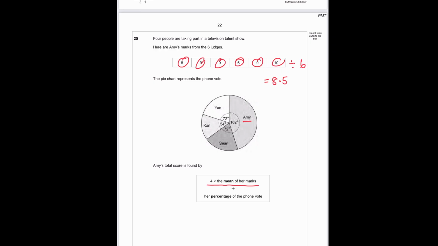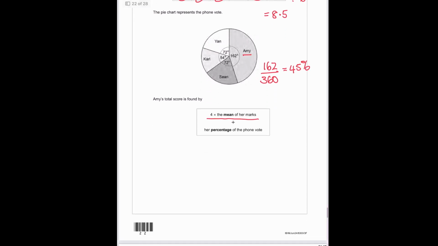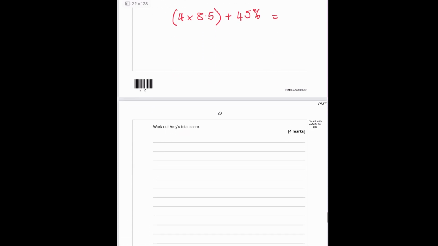Now the percentage of her phone vote, well, that's 162 degrees out of 360 degrees around a point. So that gives her 45%. Now her total score is going to be 4 times her mean, 4 times 8.5. And we're going to add her percentage of the phone vote, which is 45%. And that gives us an answer of 79.